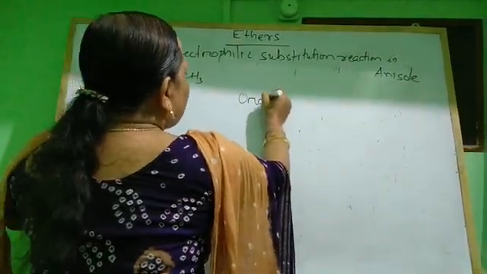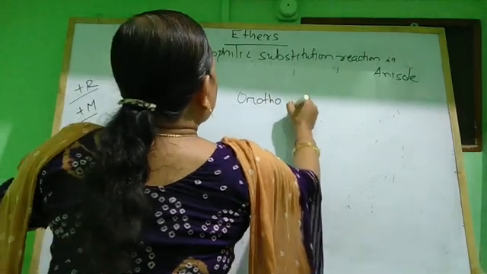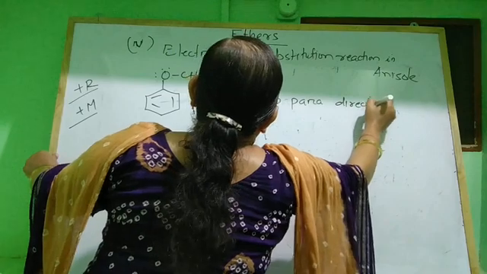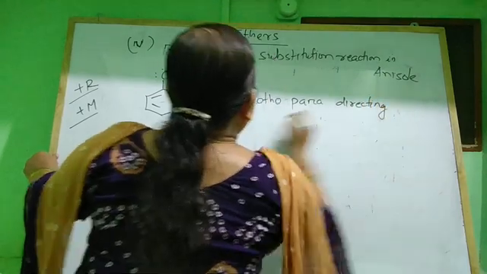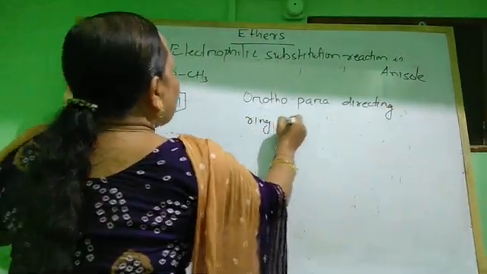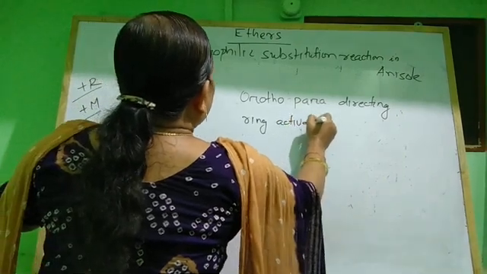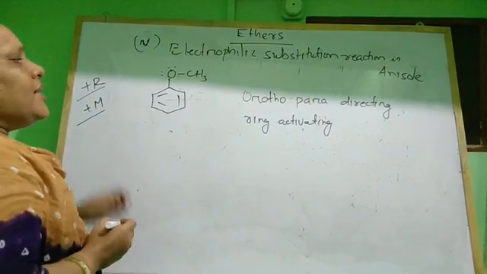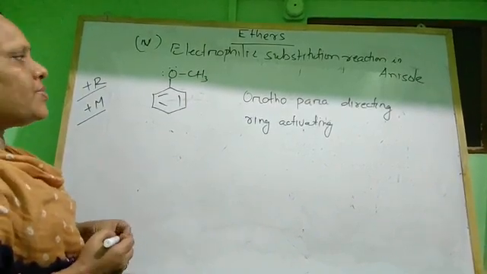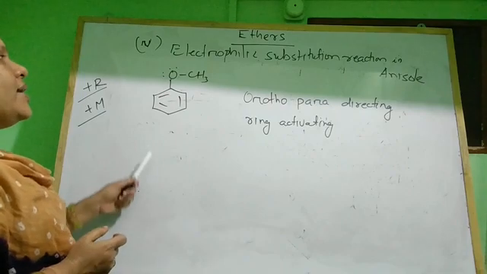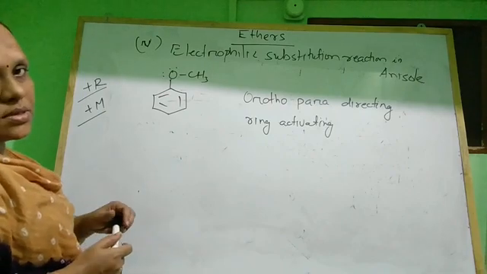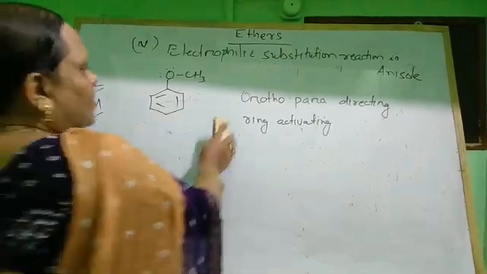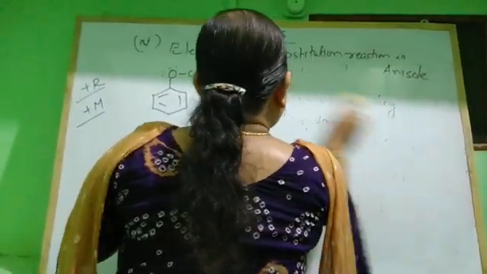So methoxy group is ortho-para directing and ring activating group. In this way, electrophilic substitution of anisole takes place at ortho and para position. Let us consider or discuss some reactions. First, halogenation.